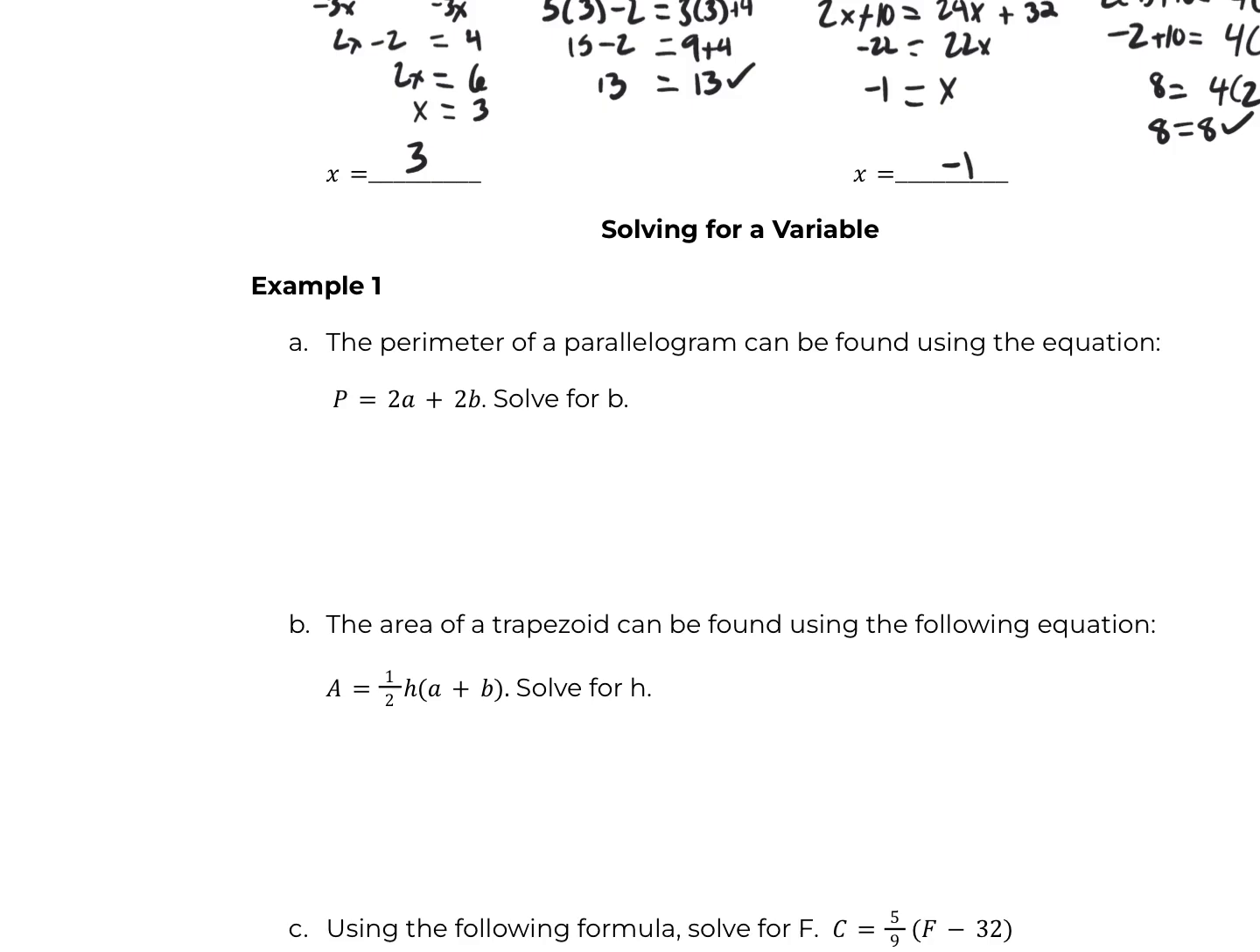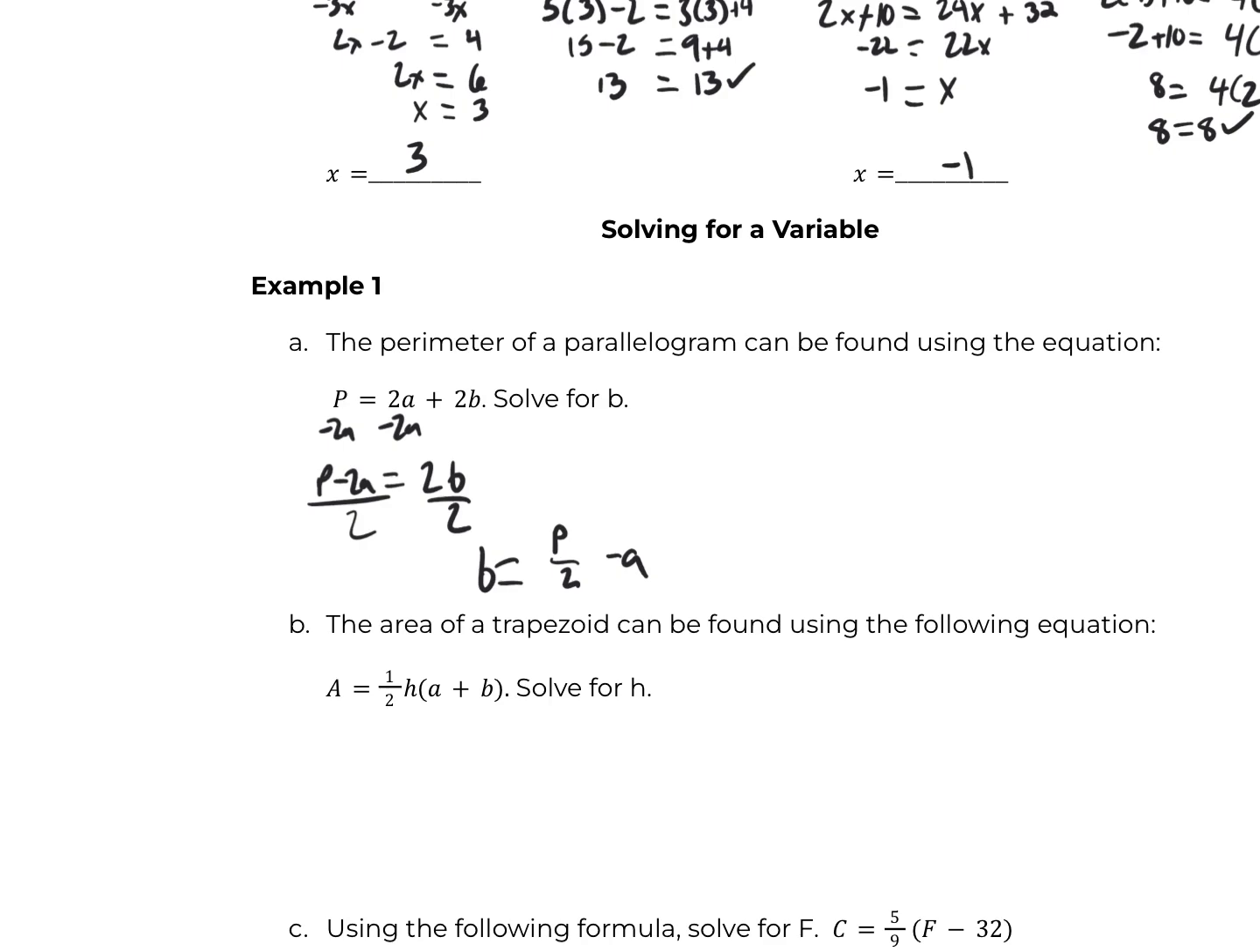So the first thing we're going to do is subtract 2a from both sides. We get p minus 2a equals 2b. I want to get b by itself, so I need to divide both sides by 2. So we end up with b is equal to p over 2, or 1/2 p, you can say it either way. And then negative 2a divided by 2 is negative a. So b is equal to p over 2 minus a.